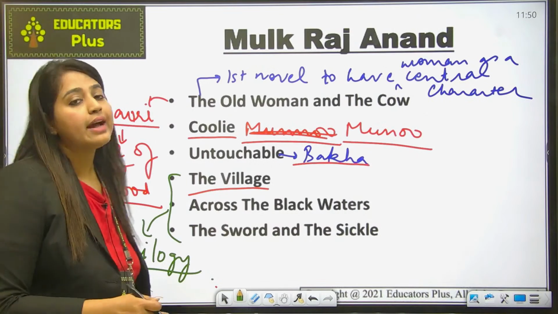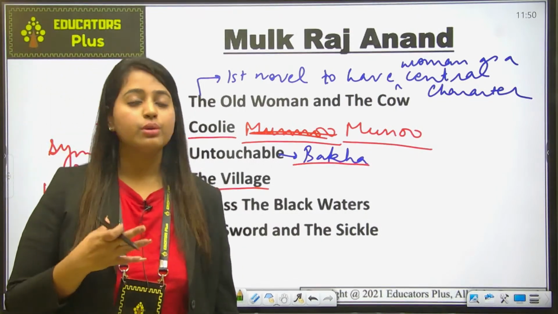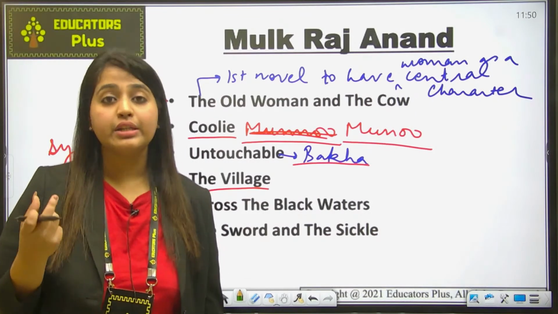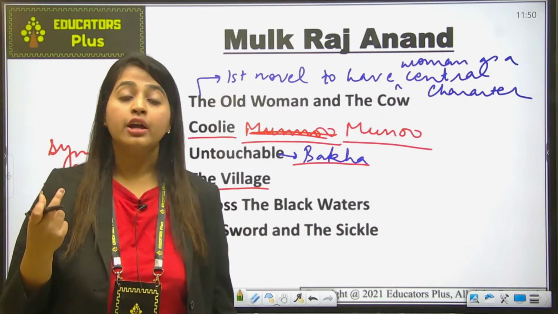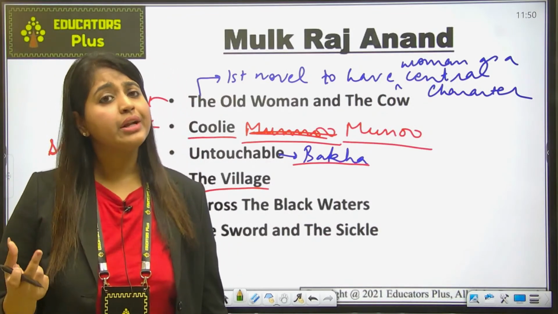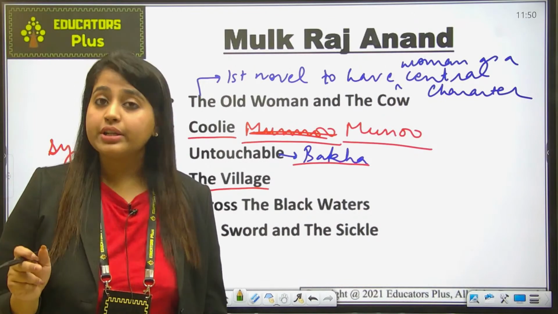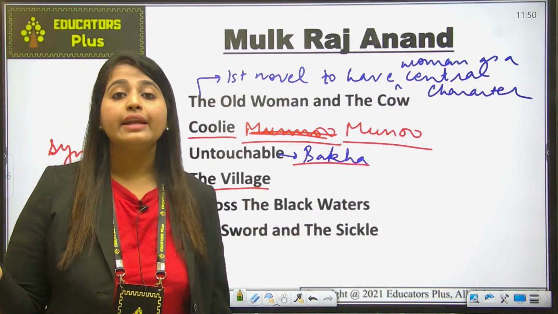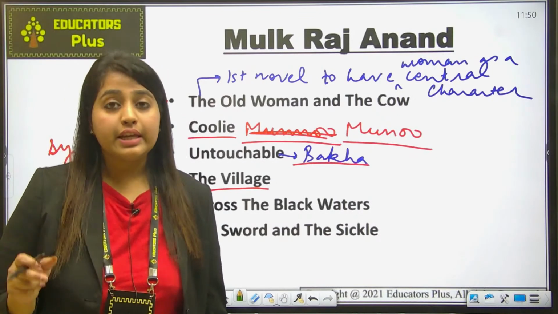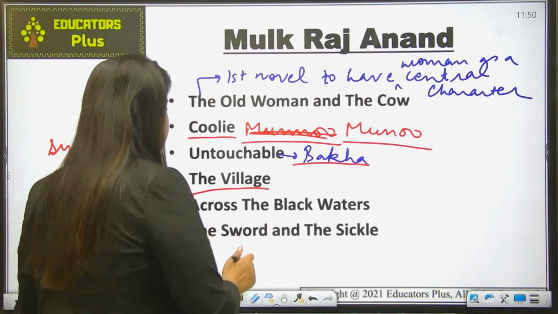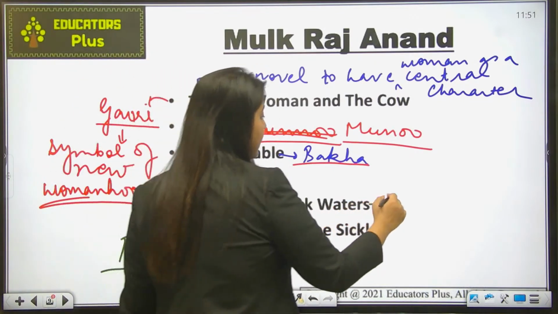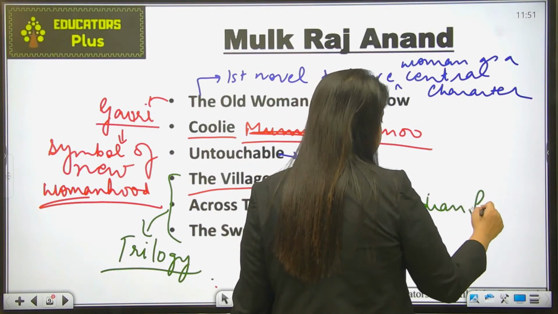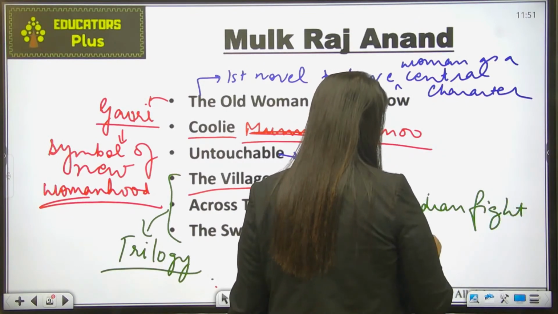Okay, next is Across the Black Waters. Now you can see how the atrocities or the backdrop of Indian society has been depicted in the work of Mulk Raj Anand. Okay? Similarly, the work Across the Black Waters chronicles the struggles of, or you can say the rise from the bottom of, Indian society. And the background of this particular novel is India's fight for independence. Please remember that. Okay? In Across the Black Waters the backdrop was the Indian fight for independence. Please remember that.